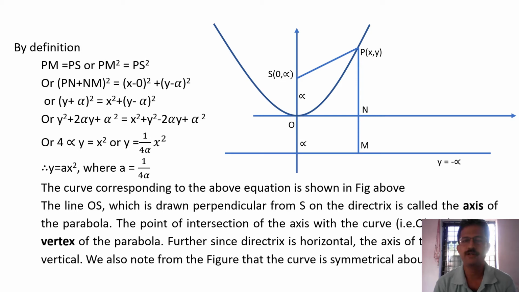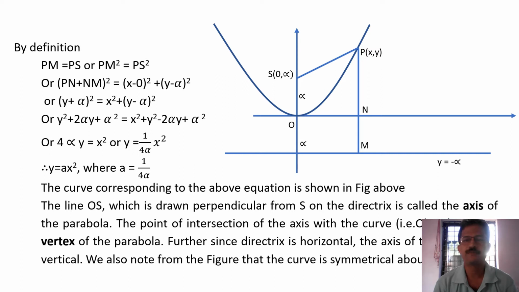And here the coordinates of P are x, y, so therefore PN is y. The y coordinate of a point is its distance from the x-axis. So PN is y, NM is alpha. When PM is split into PN plus NM, we get y plus alpha.